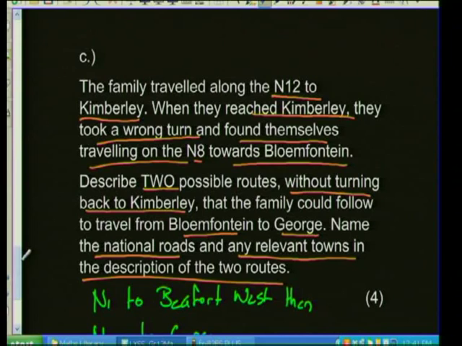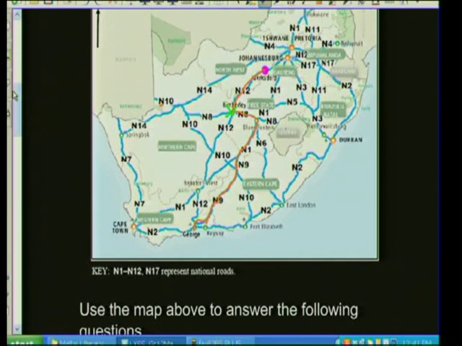So there are a number of different things. But remember, read the question carefully. Have we answered? We wanted 2. We've given them 2 possible routes, and we've given the relevant towns and the description of the towns where we would go. You could actually be very specific which towns you're going to go through. Like I say, on the map, there are not that many towns.